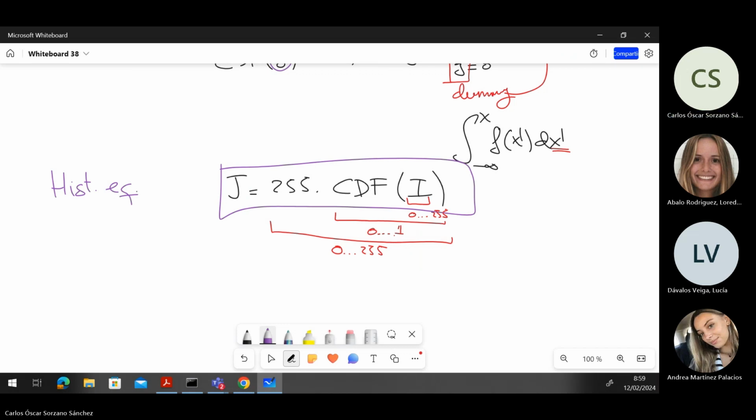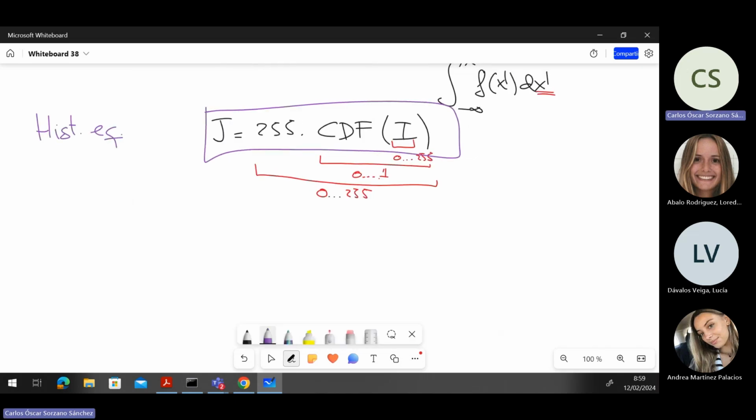Okay, so let's explain why it is called histogram equalization, because it is not explained in the slides. Let's say that we have the histogram of I, and this is the CDF. The difference is that the capital I is the random variable, while a small i is a particular value of that random variable.